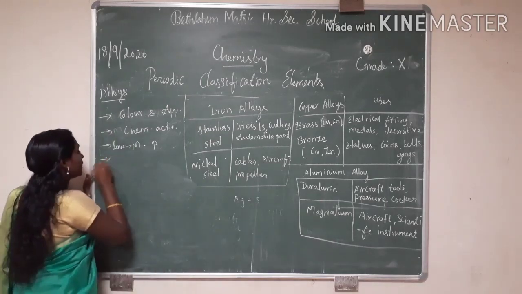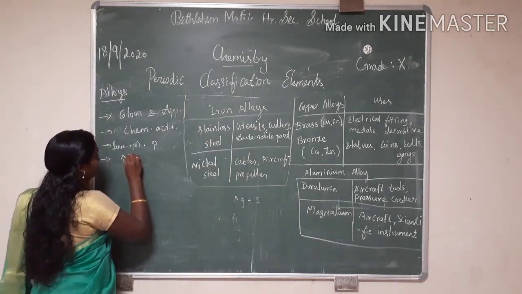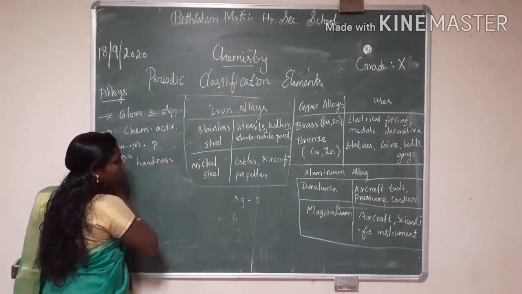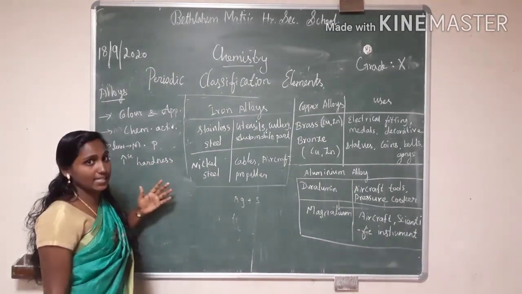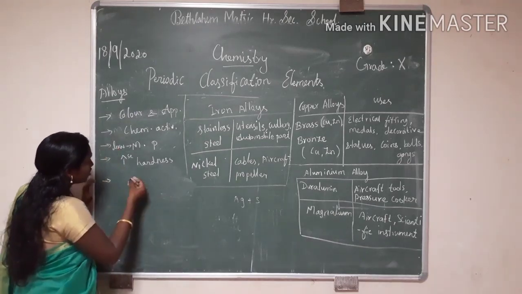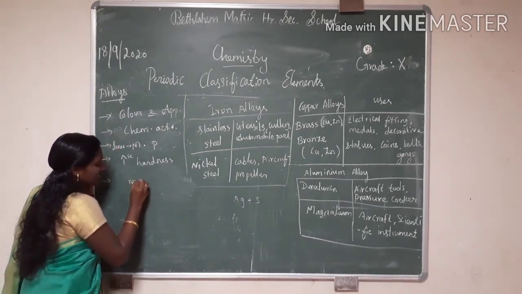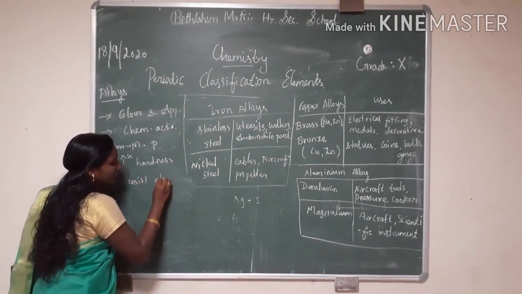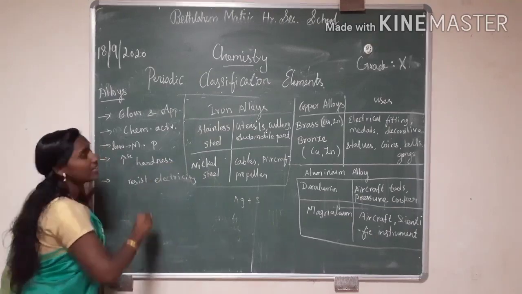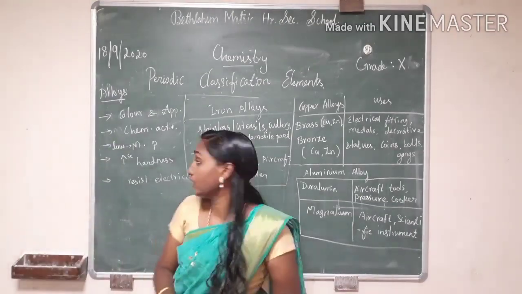Then fourth point, to increase the hardness and tensile strength. Gold is an example. Then last point, to resist electricity. So these are the reasons for alloying.